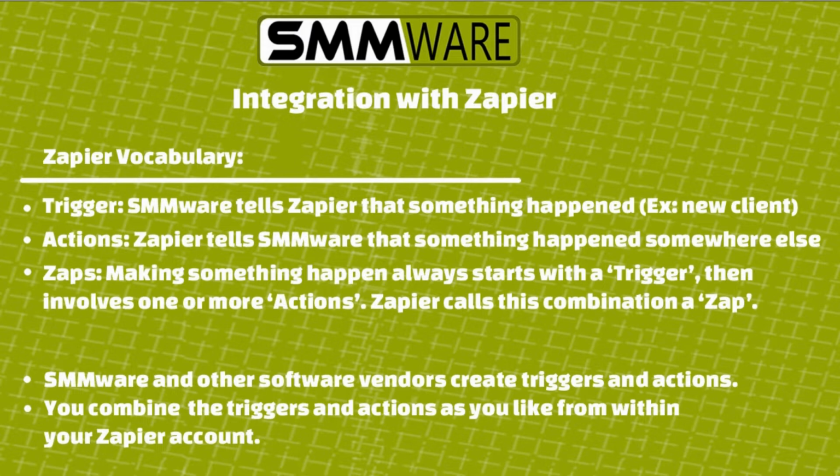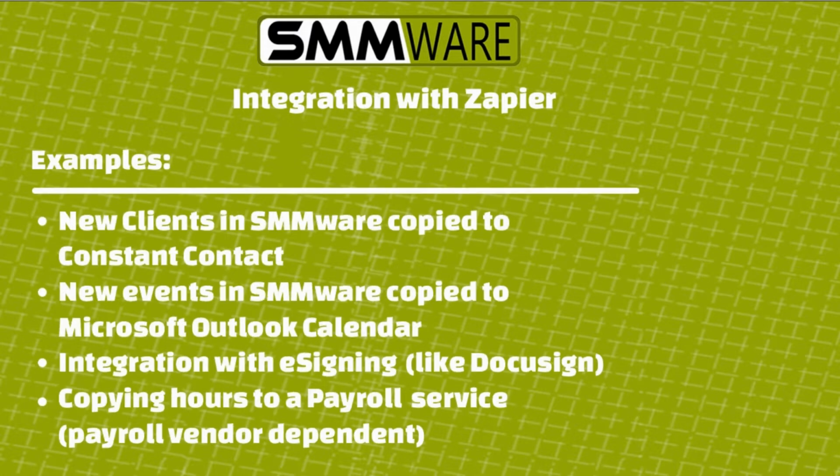The triggers and actions are defined by SMMware and other software vendors, and then you log into your Zapier account. You combine them as you need. Here are some examples. You can arrange for SMMware to tell Zapier when a new client is added, and then Zapier could, for instance, copy that information to Constant Contact. Or a new event in SMMware can be copied to something like Microsoft Outlook Calendar. In the near future, we'll be looking into integrating with e-signing, like DocuSign, and copying hours to a payroll service.